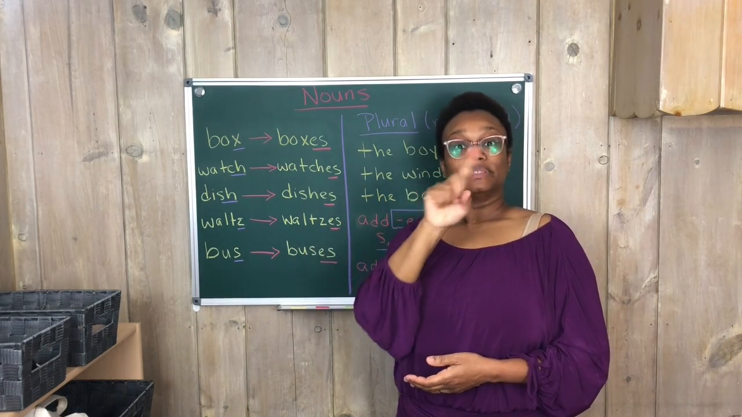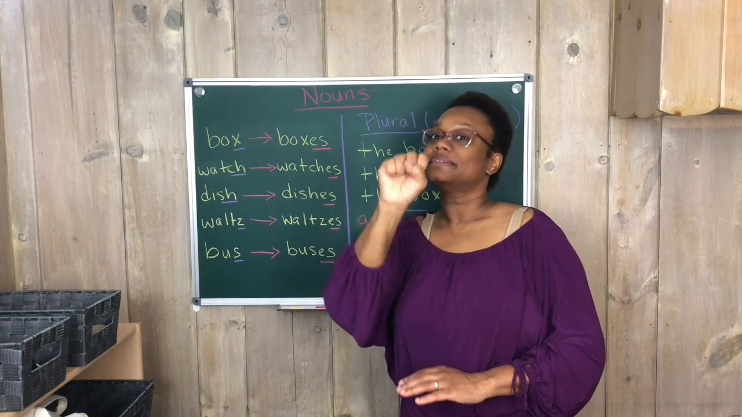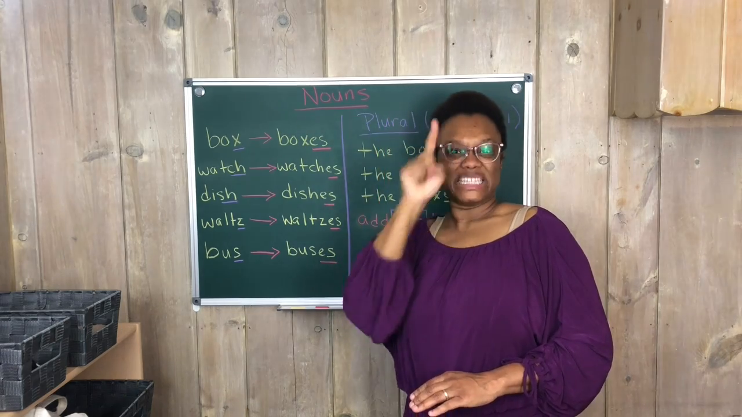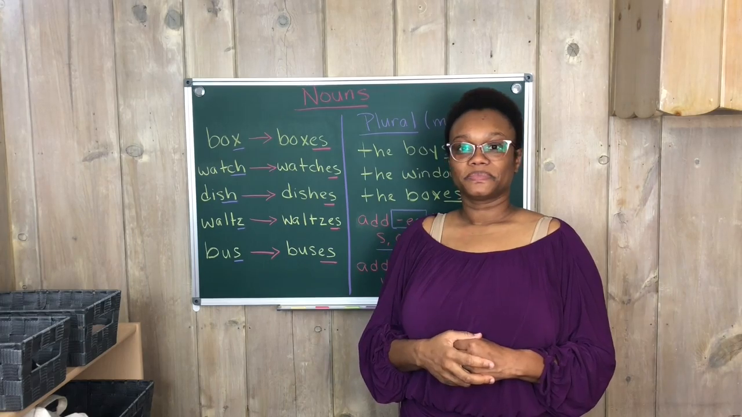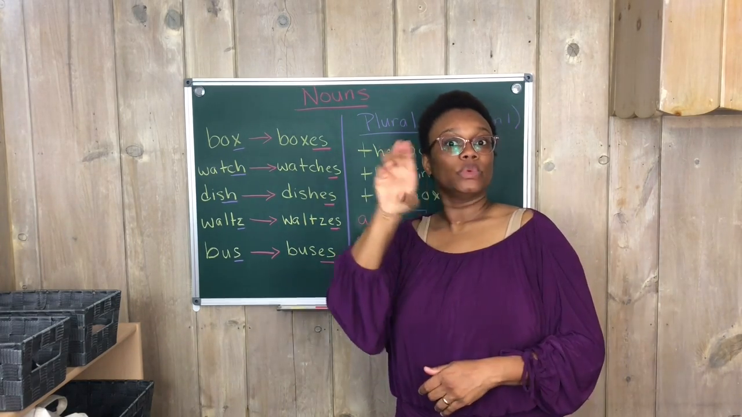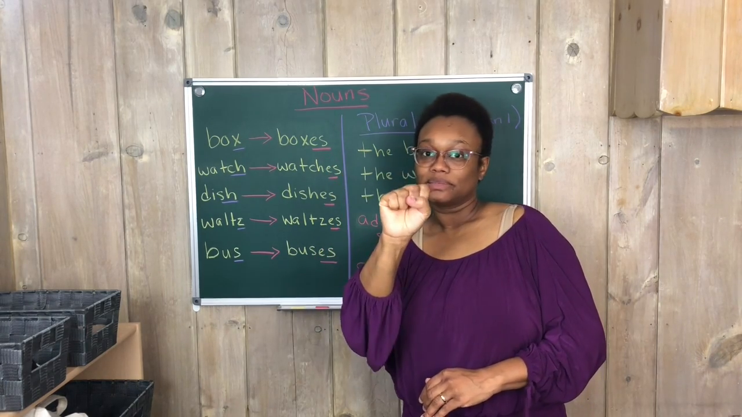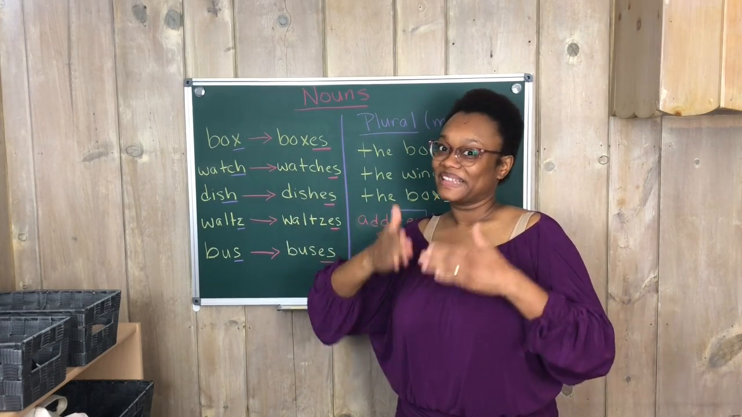Waltz, the dance, WALTZ, becomes waltzes with an ES because there's a Z at the end. And last, bus, BUS, becomes buses with an ES at the end because of the S at the end of bus.